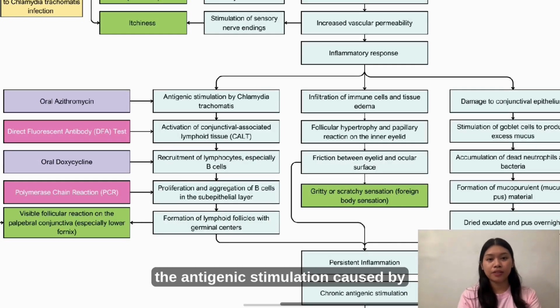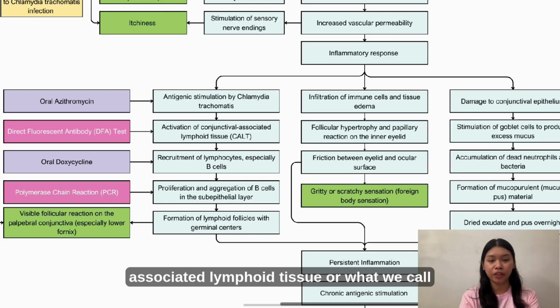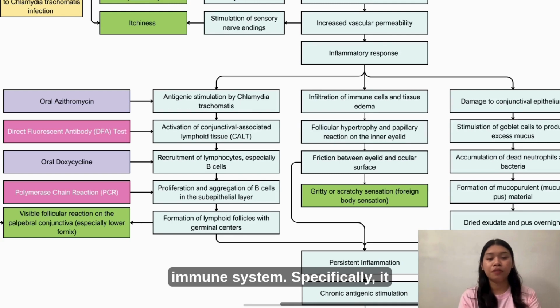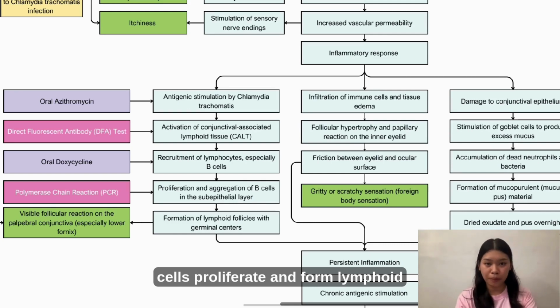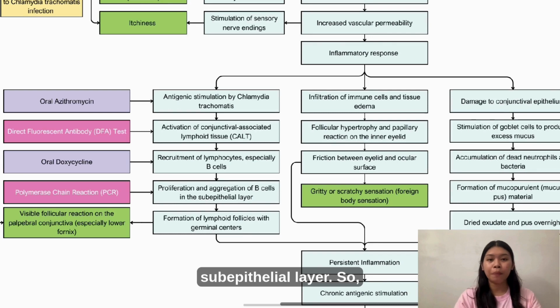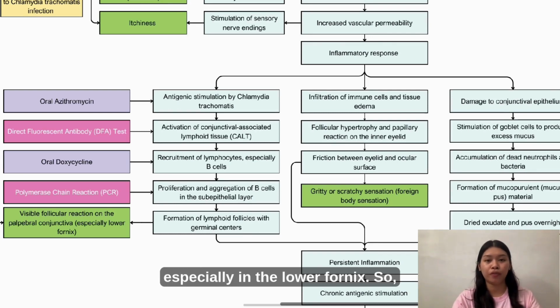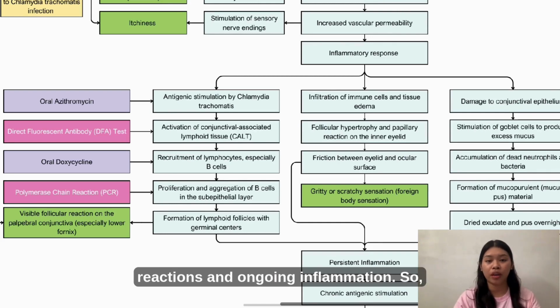The antigenic stimulation caused by chlamydia activates conjunctiva-associated lymphoid tissue, or what we call the CALT. This is part of the eye's immune system, specifically located in the conjunctiva, the thin membrane that covers the white part of the eye and our inner eyelids. It recruits lymphocytes, especially B lymphocytes. B cells proliferate and form lymphoid follicles in the subepithelial layer, especially in the lower fornix. This contributes to visible follicular reactions and ongoing inflammation.